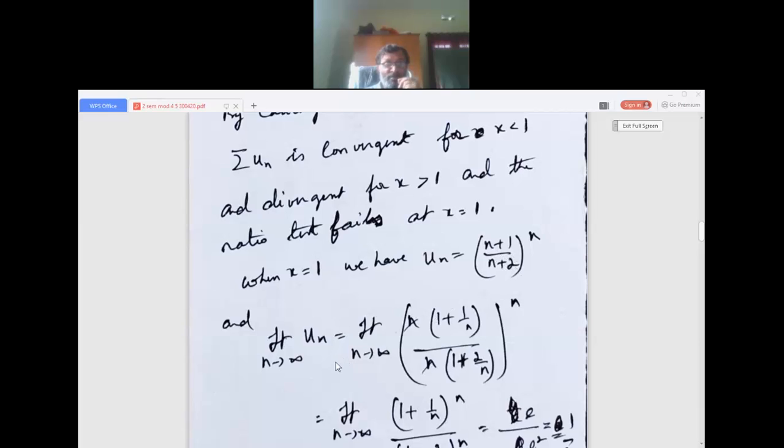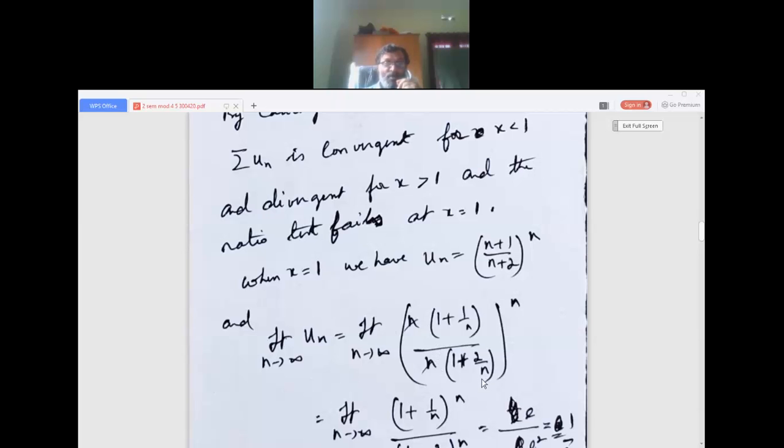So limit n tends to infinity. We remove n here to apply the limit. Again, we bring n to the denominator. When we remove n outside, it will be 1 plus 1 by n in the numerator, and in the denominator n into 1 plus 2 by n, which cancels. So this will be 1 by infinity is 0, 2 by infinity is 0. So 1 by 1 is 1.